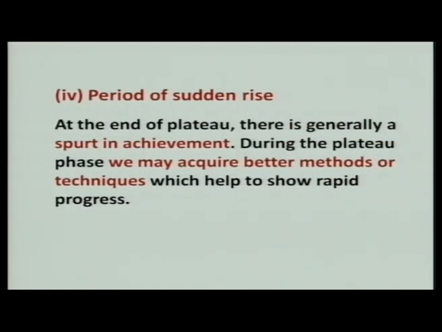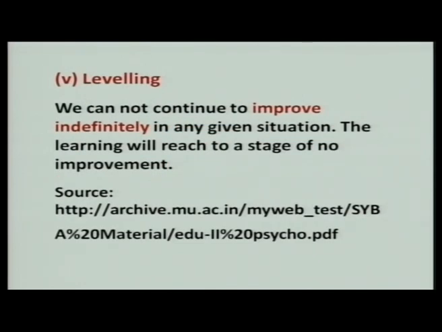After that, again there will be a certain rise at the end of the plateau. There is generally a spurt in achievement. During this plateau, maybe you have acquired better methods or techniques. Applying those better methods and techniques, you will again start learning very rapidly. So there will be a sudden rise in your learning. Then another stage will come, which is called leveling. We cannot continue to improve indefinitely in any given situation. Definitely the time will come when there will be leveling. After that there will be very insignificant progress. So learning will reach a stage of no improvement. That is called leveling.